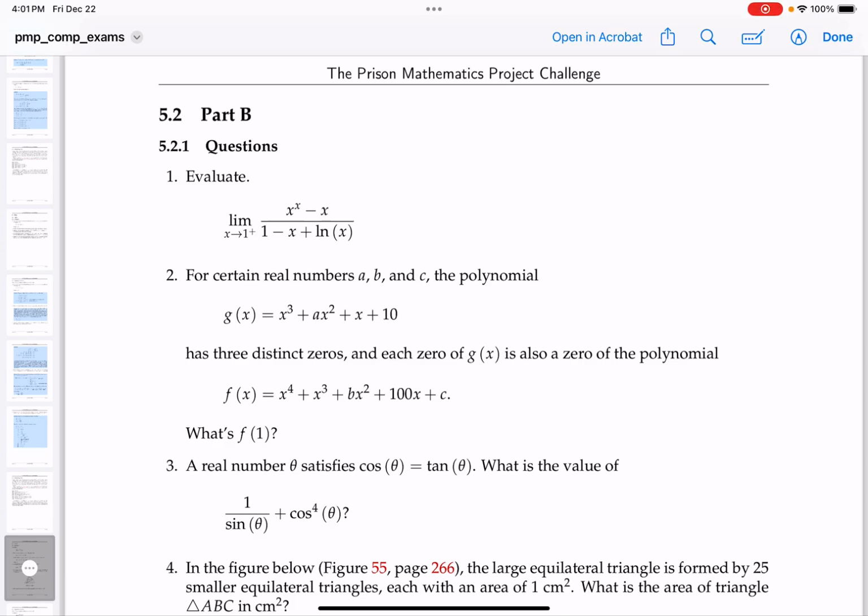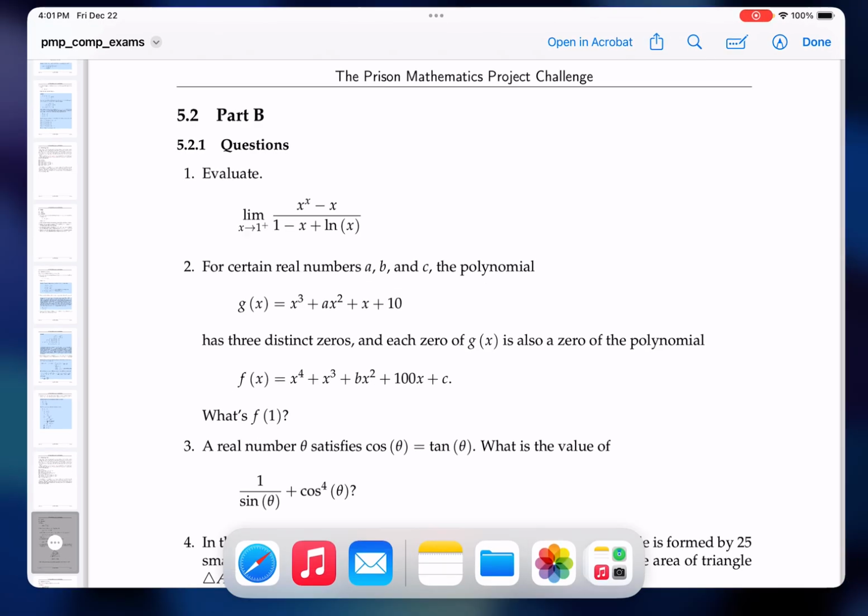Okay, we're on problem number one. It's a limit problem. Looking at it, it looks like we'll have to use L'Hopital's rule. At least that's the easiest way that I see for problem number one. I'm getting 0 on top, and I'm getting 0 on the bottom. So let's go to the whiteboard and write it down.